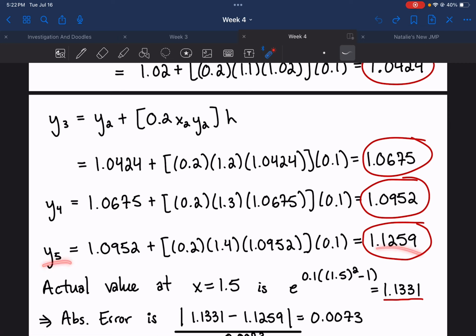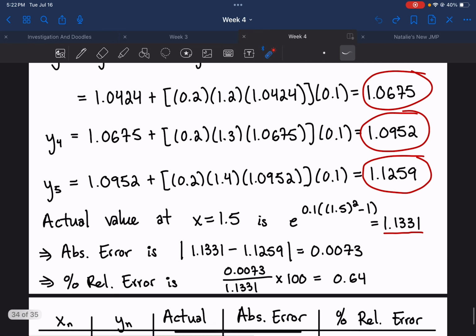Now, this y5 is my approximated value at x final. This is my approximation of y at x equals 1.5.